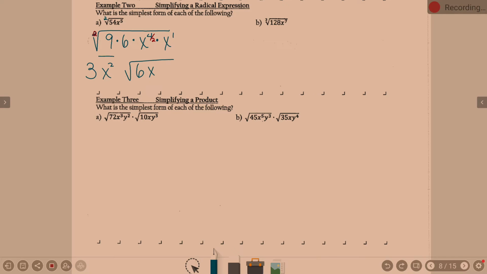And here we go, guys. Final answer: 3x squared times the square root of 6x. You are done if and only if there's no perfect squares left under the radical. I can't take the square root of 6. I can't take the square root of x. I'm done. Okay? Questions on this one?